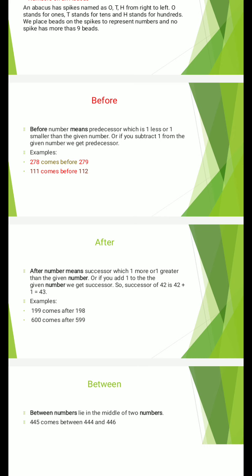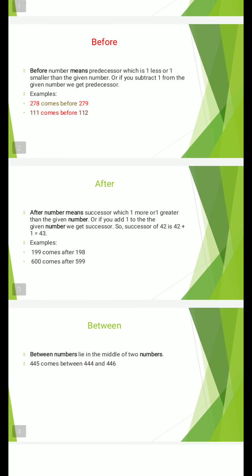The number that comes after 199 is 200. If we want to write the number coming after 198, we add 1 to 198. We get 199. 199 comes after 198. If we want to write the number that comes after 599, we add 1 to 599. We get 600.